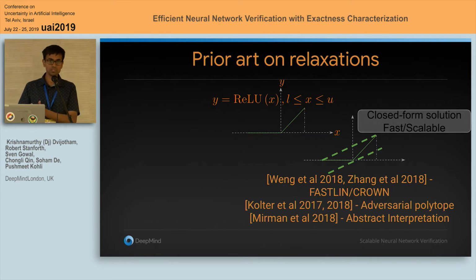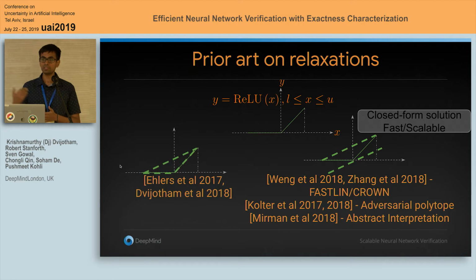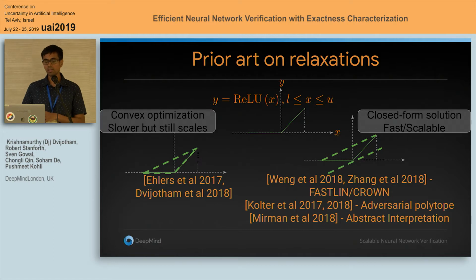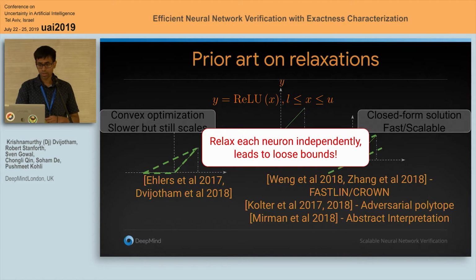And the advantage of this way of doing things is that you actually get a closed form solution for the resulting convex optimization problem, and this gives you a very fast and scalable verification method. You can try to refine the approximation a little bit by considering 3 linear constraints to bound the ReLU. And in this case, you get a more general convex optimization problem, typically a linear program. And so you have to solve a large convex optimization problem, which is slower, but it still kind of scales to rather large networks.